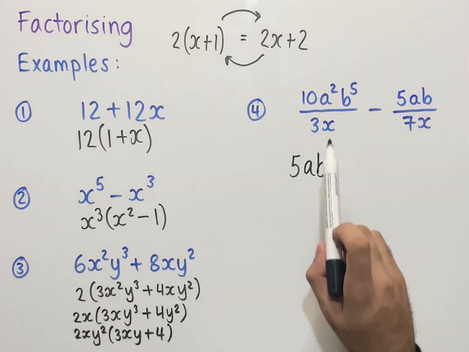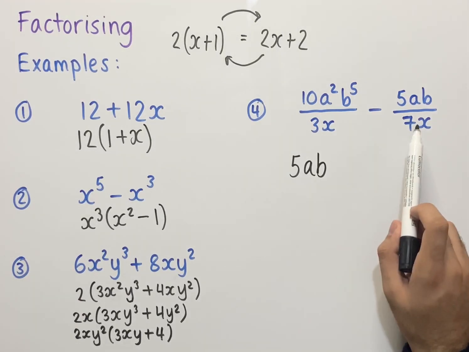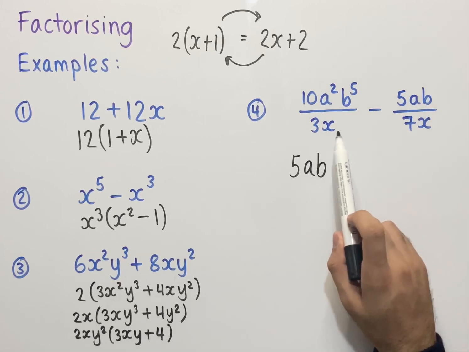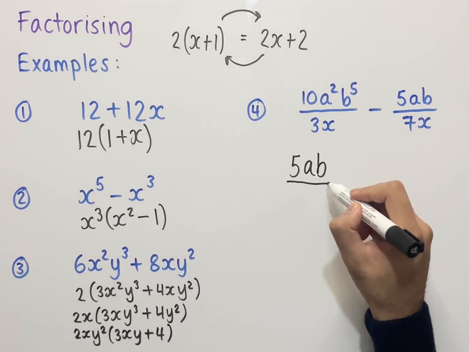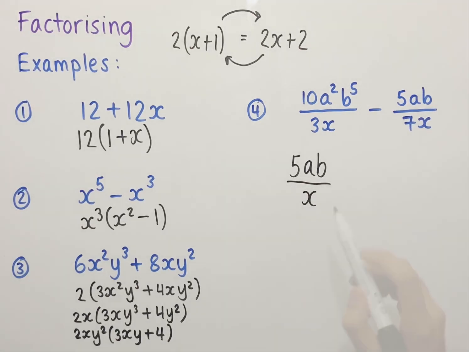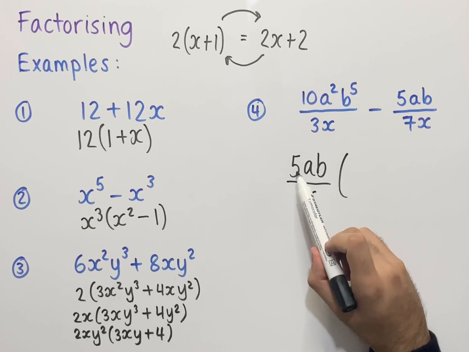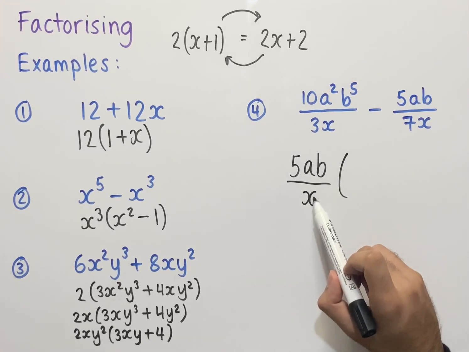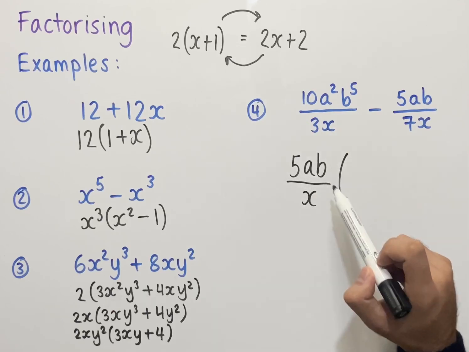Now looking at the denominators, so in the first fraction, we've got 3x. In the second fraction, we've got 7x. Both of these denominators have x in common, and so we can factorize x out from the denominator. So finally, in brackets, we would now write what we multiply 5ab over x with to get 10a squared b to the power of 5 all over 3x.